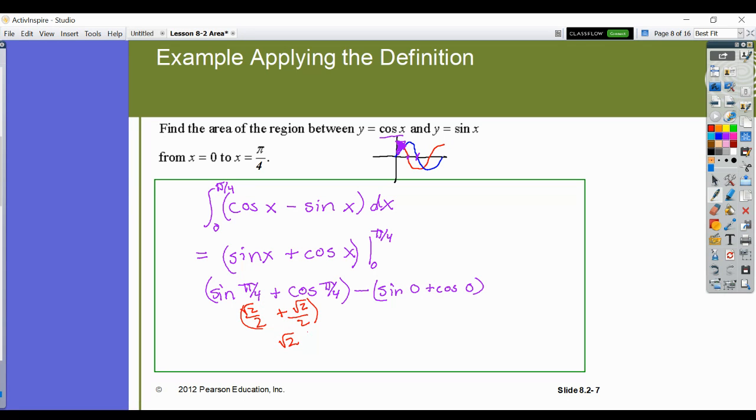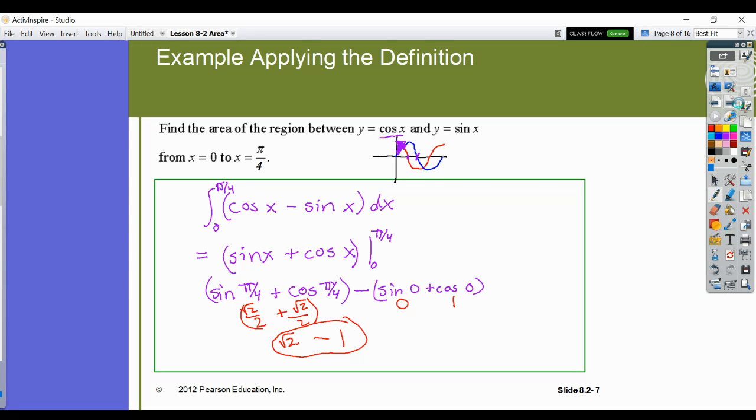So I have square root of 2 minus sine of 0, which is 0, and cosine of 0 is 1. So this is 1. So the answer to this problem is square root of 2 minus 1.